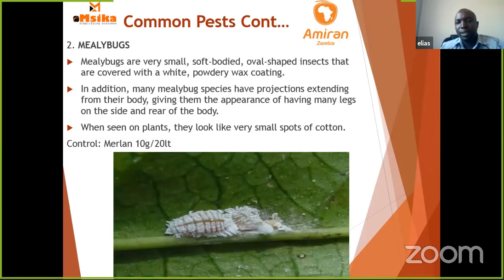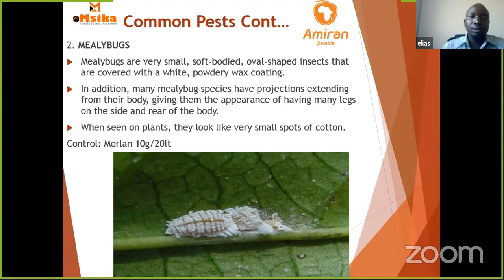The other common pest that we look at is mealybug. Mealybugs are very small, soft-bodied, oval-shaped insects that are covered with a white powdery wax coating. So if you are not careful, you may mistake it for some diseases like powdery mildew. But you need to identify this insect. Once you know it, then you'll be able to take the correct measures that are supposed to be taken.